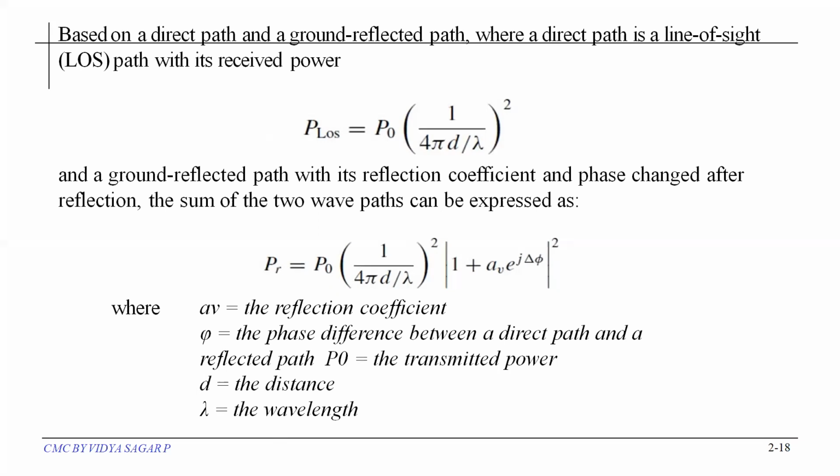Based on a direct path and a ground reflected path, the line of sight, the received power is equal to P naught of some formula here to calculate the received power. Where the suffix V is the reflection coefficient and also the psi, the phase difference between a direct path and a reflected path. The P naught is nothing but the transmitted power, and d is the distance, and lambda is wavelength. This is the received power.